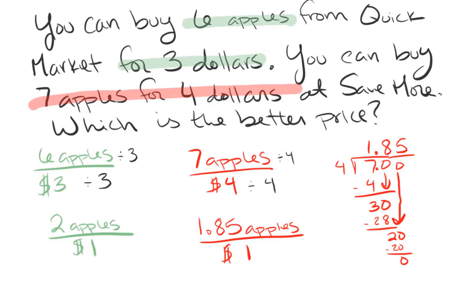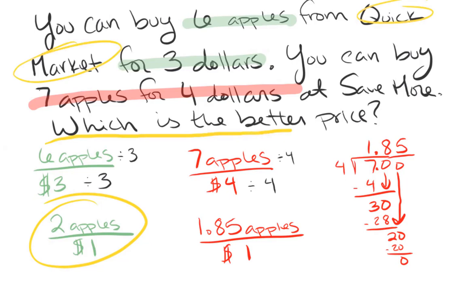Now I can see that I can get more apples per dollar at Quick Market than I can get apples per dollar at Save More. Therefore, I know that Quick Market has the better deal. So to answer my question, which is the better price, Quick Market is my answer.